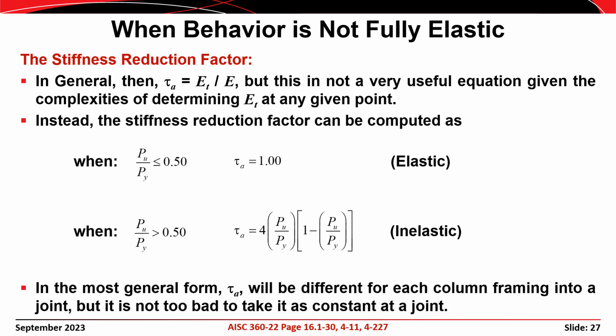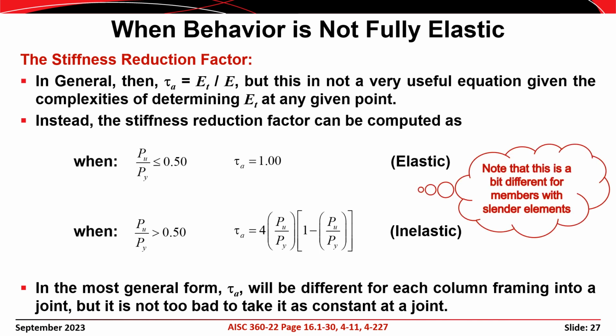In its most general form, the stiffness reduction factor will be different for each column that frames into a joint, but it's much simpler and not terribly inaccurate to take tau as constant at each joint. It should also be noted that the calculation of tau is slightly different if you're dealing with a column section that has slender elements.